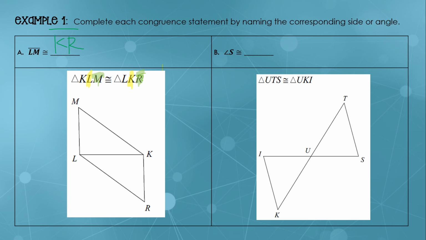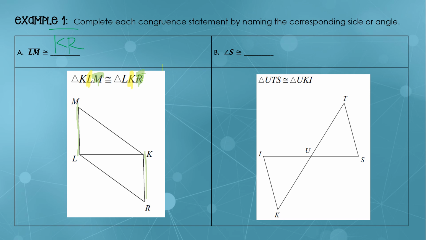If you're visual, you might be able to see it visually as well, but I think it's easiest just to look at that congruence statement. But if you look at LM in the picture, LM is right here, and that is going to go with KR. If you rotated LMK around, LM would lie on top of KR.